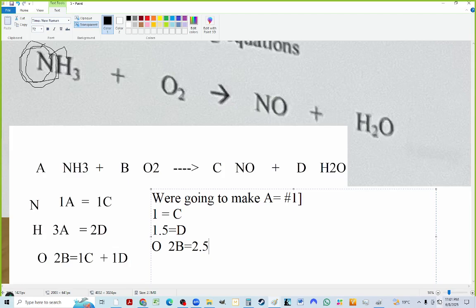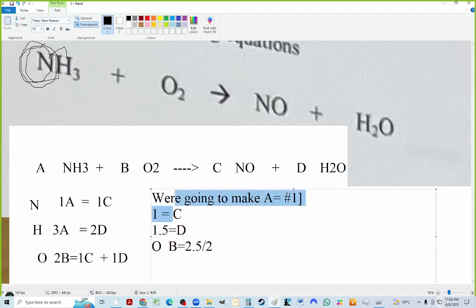So I got 2B is equal to 2.5. How do I get B all alone? 2 times B is equal to 2.5. To get B all alone, we need to get rid of that 2, so we divide by 2. Then 2.5 divided by 2. Let's just leave it like that. Now let's go back up. We're all done. That's what B is equal to.